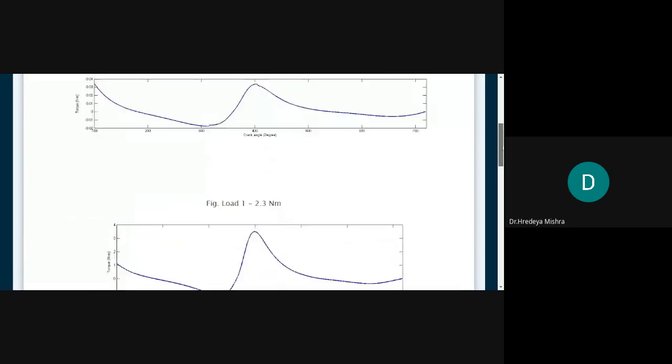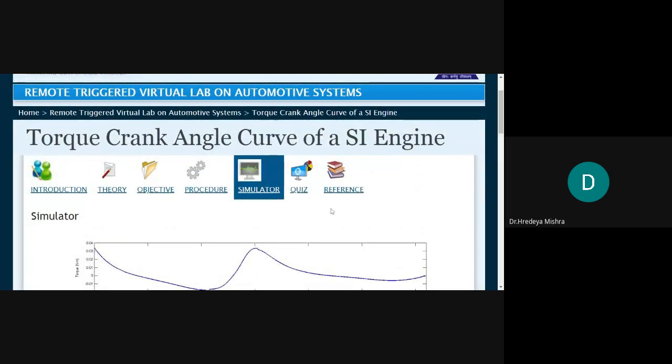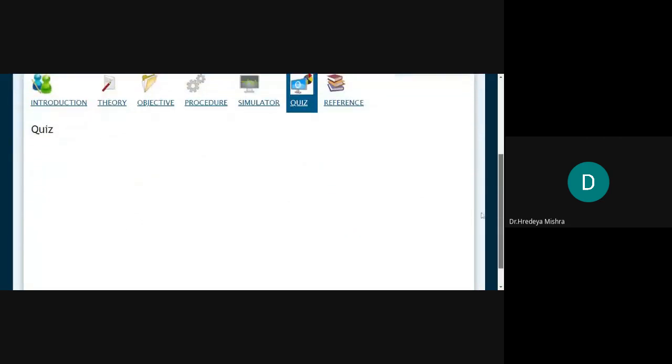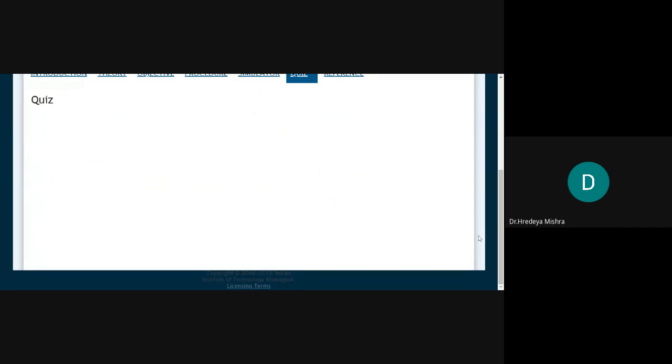So this is the procedure. Okay, no question is there. So students, do you have any question regarding these two experiments?